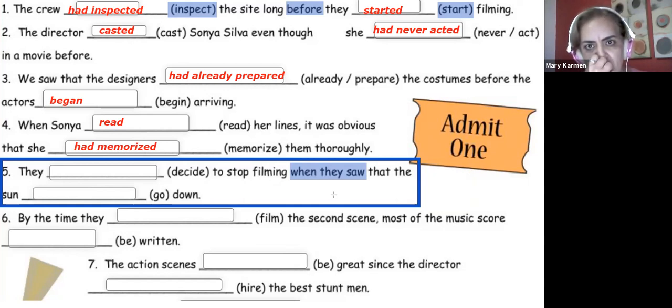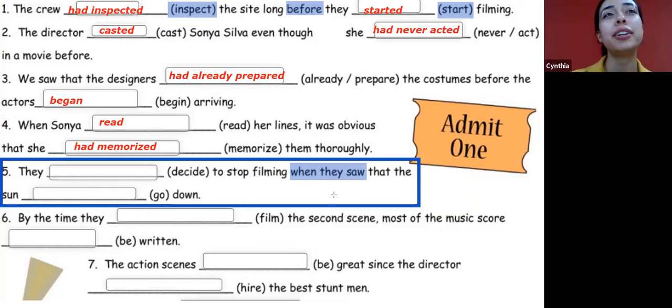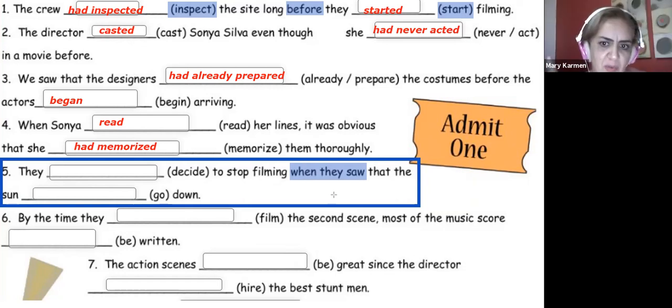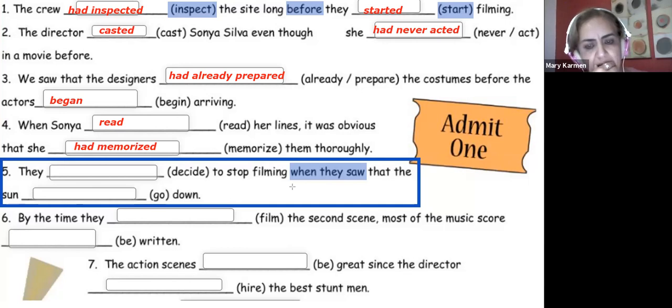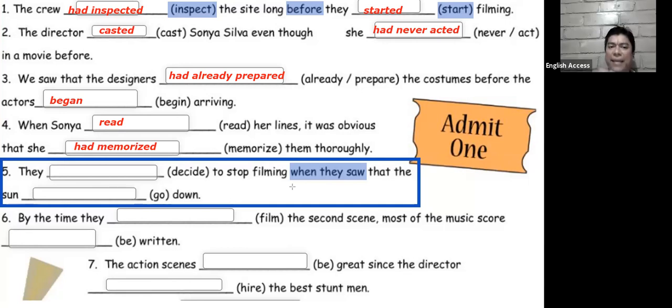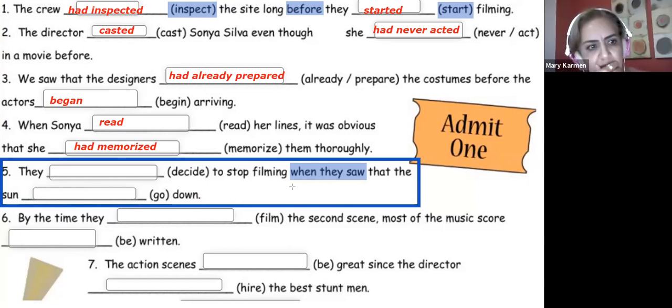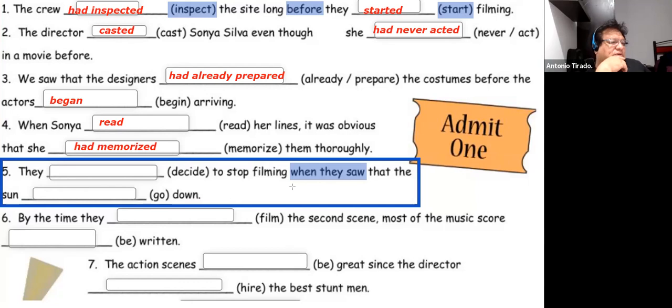Yes, this is the second one. That's perfect. The sun had gone. Mari Carmen? Yes, I think so, because this is the second action. So when you have the expression when, remember that one event is first and the other is later, right? So what made them decide to stop filming? When they saw the sun had gone down. What happened first?